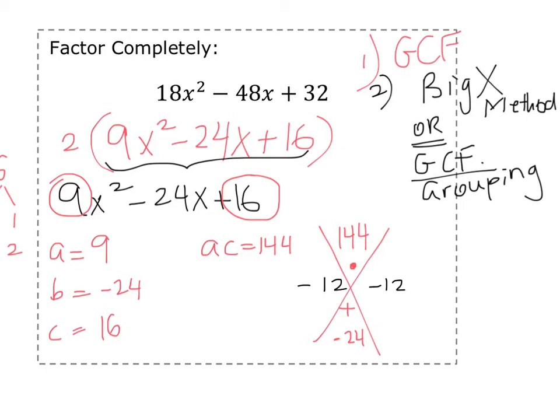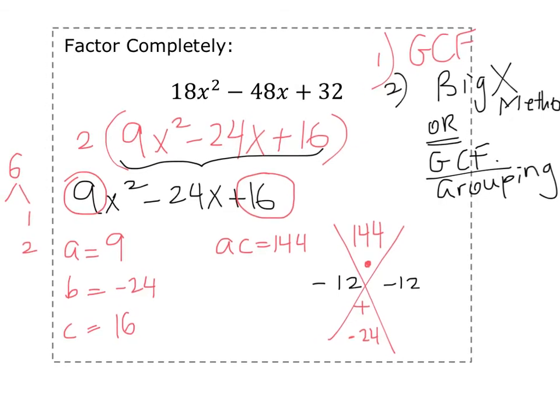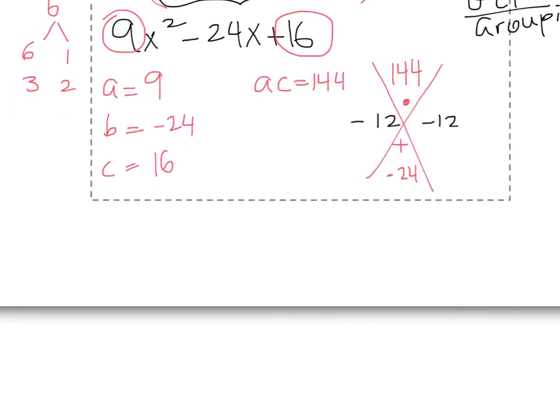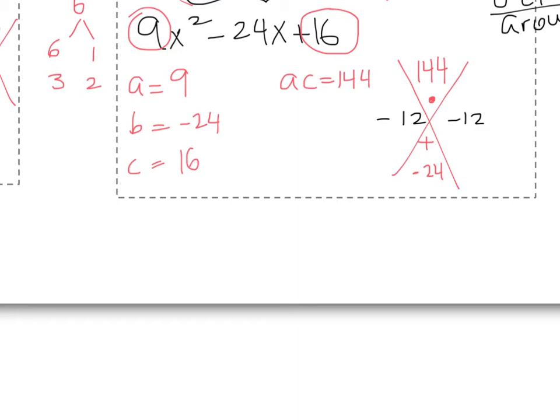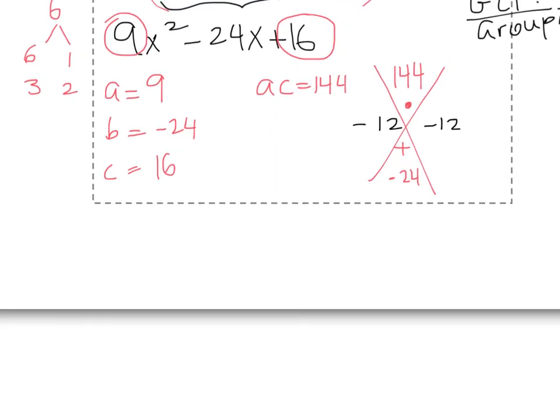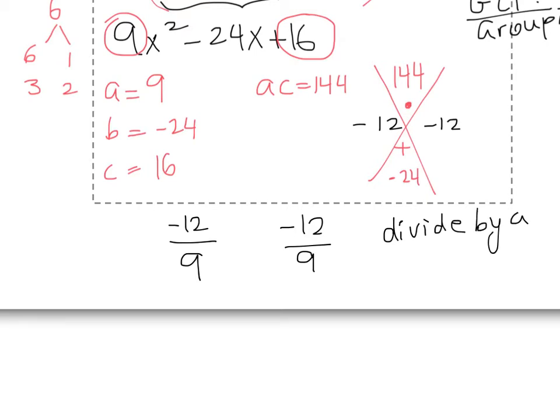Okay? Now, once you find the 2 numbers, you can choose now to either use the big X method or grouping. I'm going to start with the big X method. Now, once I found the 2 numbers that would multiply to give you 144 and add to give you negative 24, you write them on the side. And what you need to do is you need to divide by 9. So always remember to divide by A after you find the 2 numbers. That's your first step after you find the 2 numbers. Now divide by A, and A in this case is 9. After you divide by A, you need to simplify the fractions.